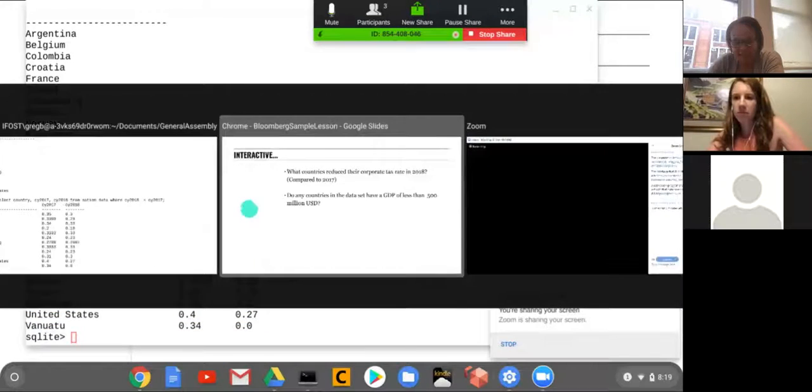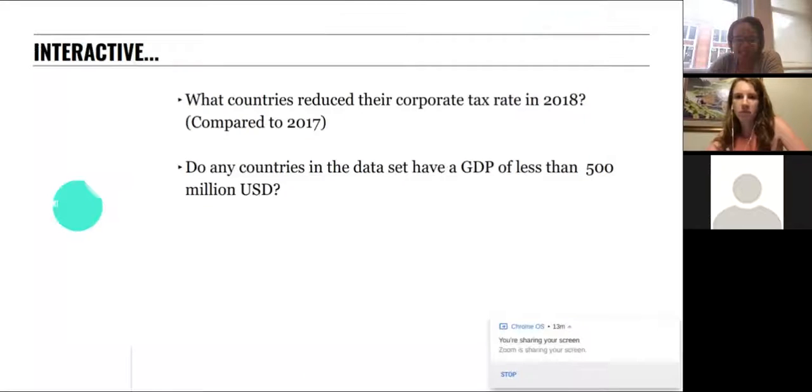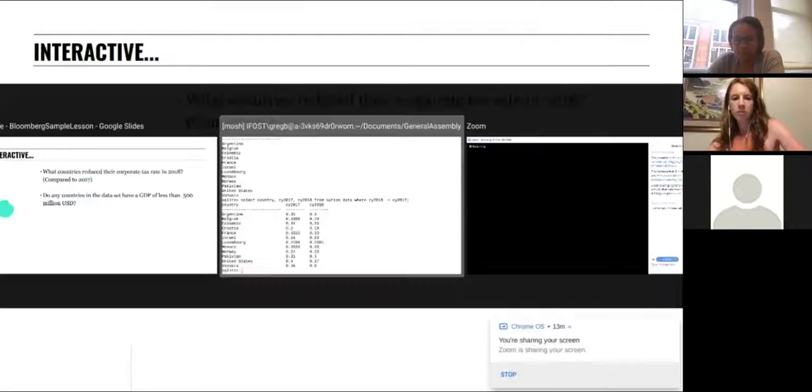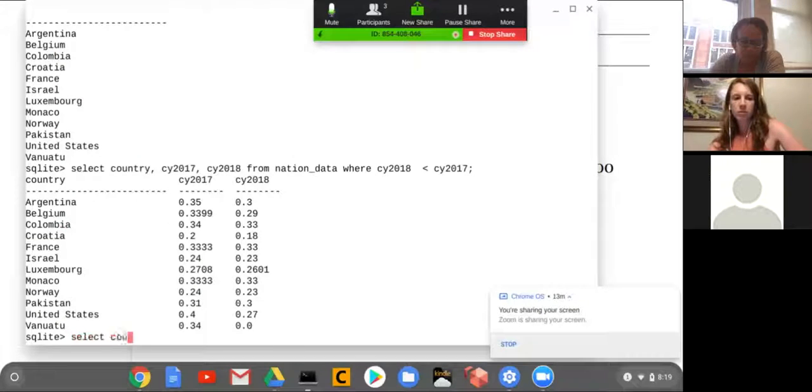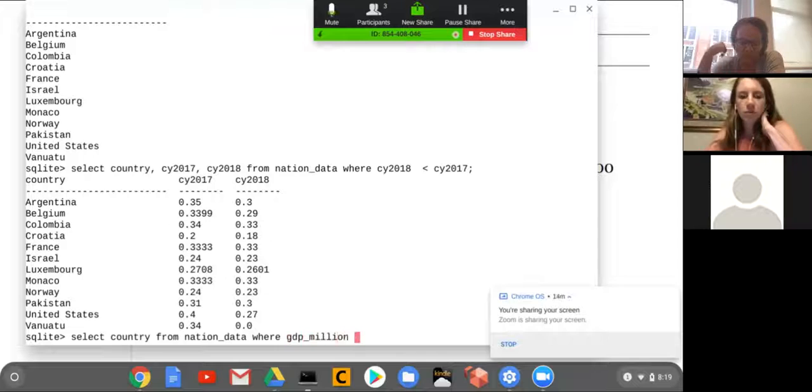Let's ask some other questions. Now, I've just talked about tax so far. I wanted to spread it out so we can also talk about GDP as well. That's a number. So we could ask what countries have a small GDP. So are there such countries? Okay, so it's obviously very similar beginning. Select country from nation data, where, and instead of doing things with CY2018, we can say GDP millions. And obviously, how do I finish that one off to get countries with a GDP of less than 500 million?